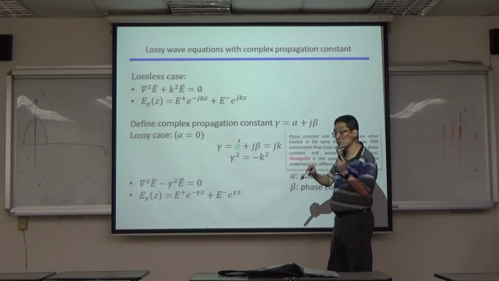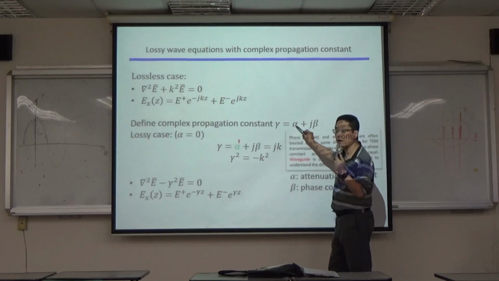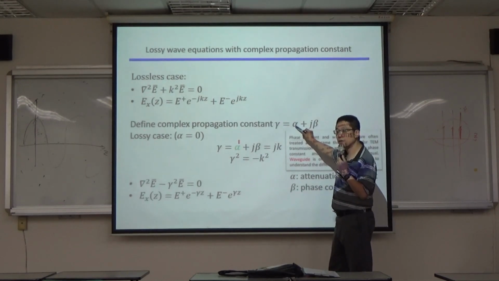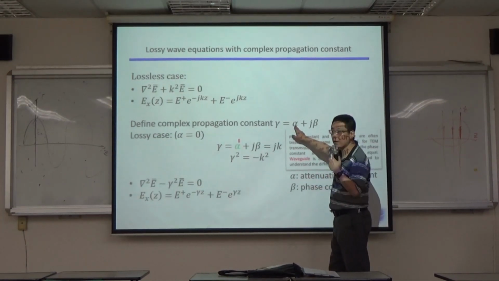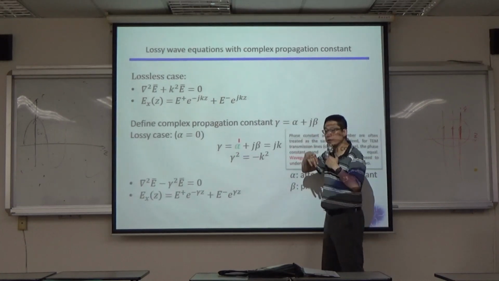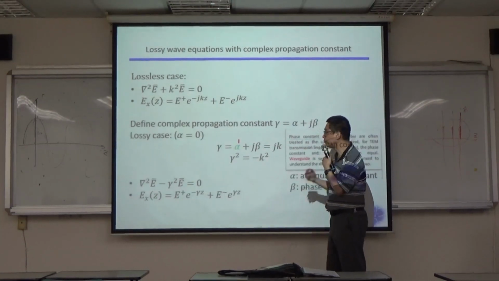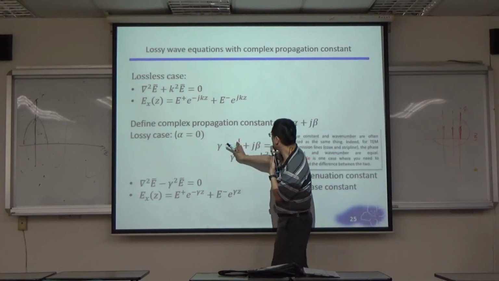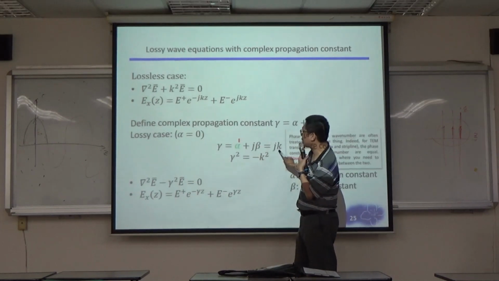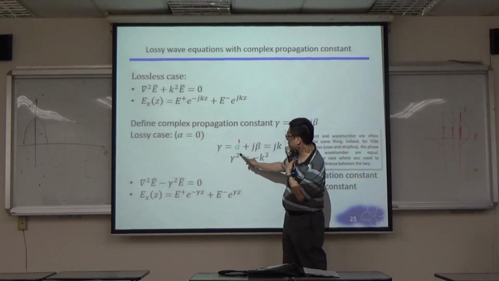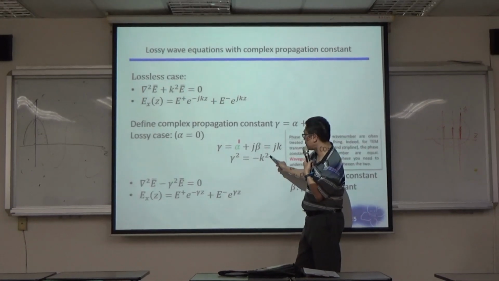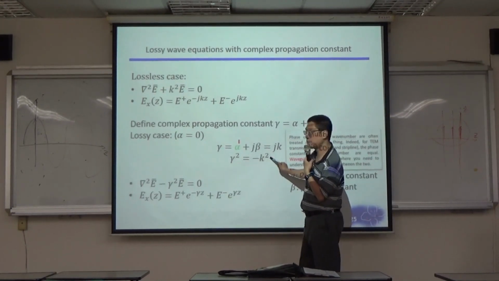If it is a lossy material, your alpha is some positive real number. And if it is lossless, if the question tells you it is a lossless case, your alpha is 0, and your result will be the same as what we derived before. If your alpha is 0, this is 0, and j beta is jk, beta equals k, they are the same thing, which means your alpha square must be minus k squared. Because there's a j here, you put a square, it's minus here.